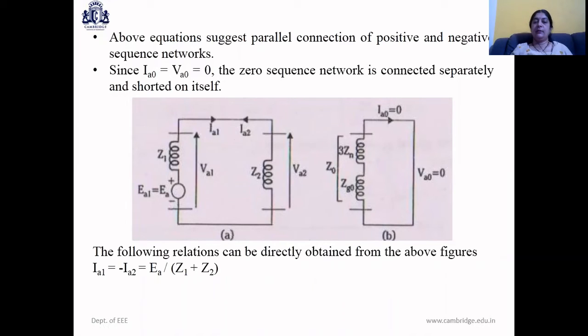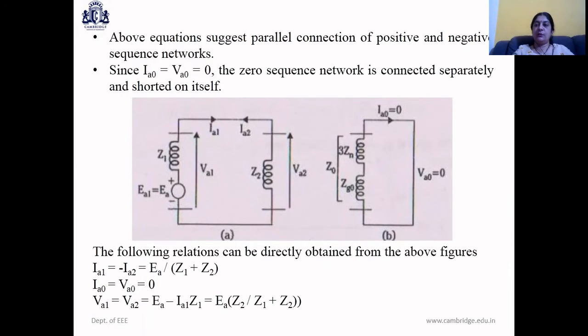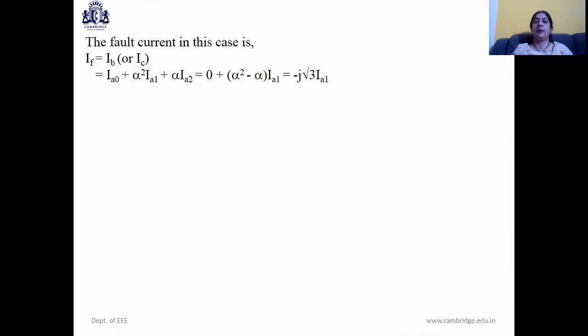From this diagram now, we can obtain the expression for IA1, which is equal to minus IA2, as EA by Z1 plus Z2. IA0, VA0 equal to 0. VA1 is same as VA2, it will be equal to EA minus IA1 Z1, and substituting for IA1 we get VA1 to be equal to EA Z2 by Z1 plus Z2. From these expressions we can obtain the fault current IF. IF as seen from the diagram is same as IB or IC.